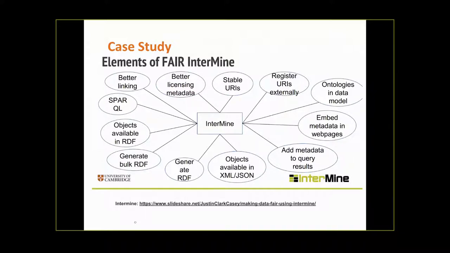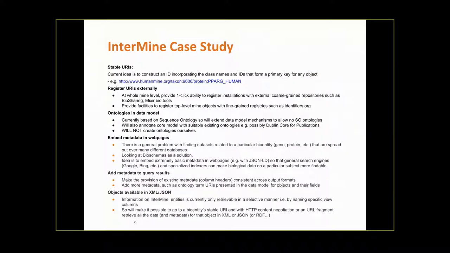I'll just rapidly go through some of those ideas that they've come up with. So they're after more stable URIs. This is around the identifiers, I guess. They want to construct an identifier incorporating class names and IDs that form a primary key for an object. This was a bit of a problem for them based on their software, rather than using something like a DOI, if you like.